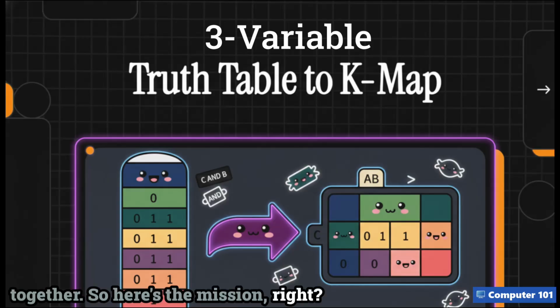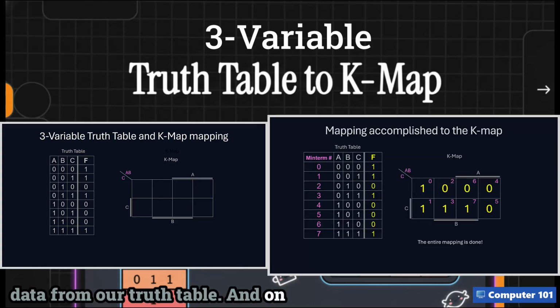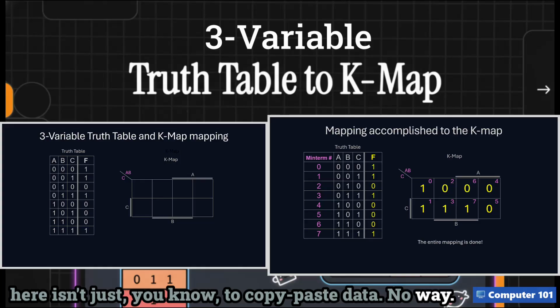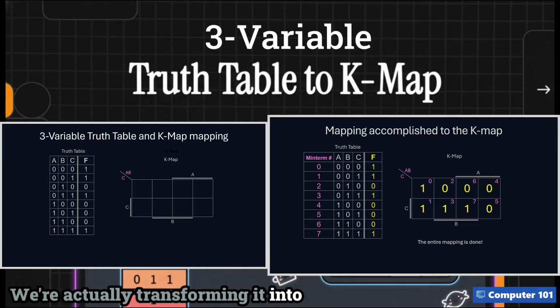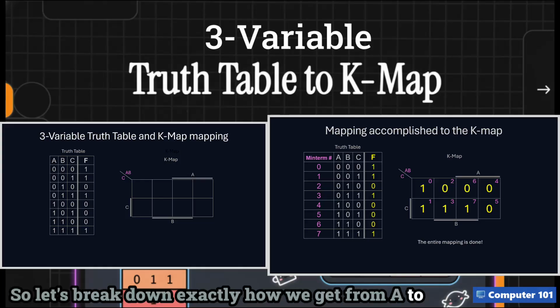So here's the mission, right? On one side, we've got our starting point, an empty grid, and all the data from our truth table. And on the other, that's our destination, the fully completed map. Now, the goal here isn't just to copy-paste data. No way. We're actually transforming it into a visual tool, one that lets us spot patterns you'd never see otherwise. So let's break down exactly how we get from A to B.